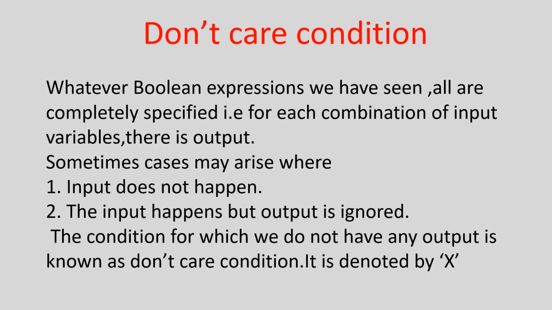Now we will learn the concept of don't care condition in the K-map. Whatever Boolean expressions we have seen, all are completely specified. That is, for each combination of input variables, there is output. Sometimes cases may arise where input does not happen or the input happens but output is ignored. The condition for which we do not have any output is known as don't care condition and it is denoted by X. We will understand this concept in the next slide.